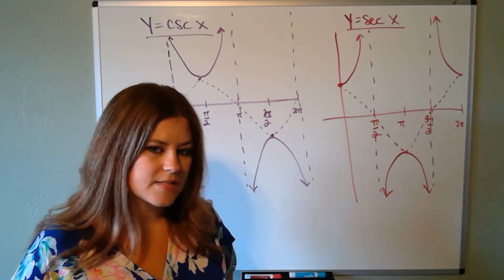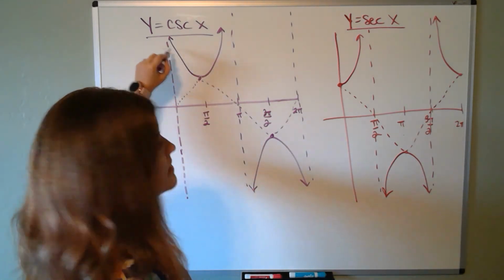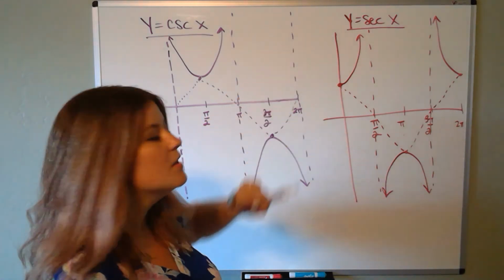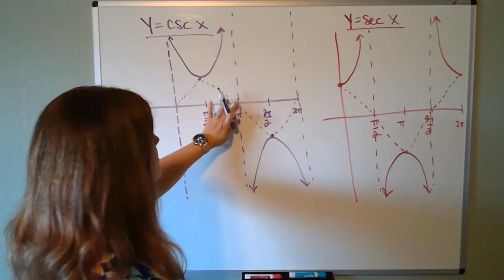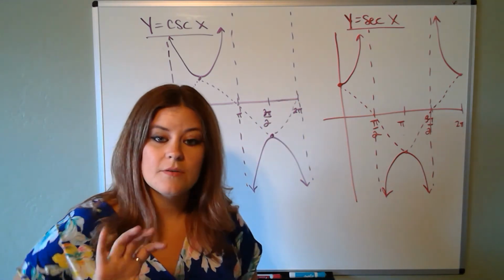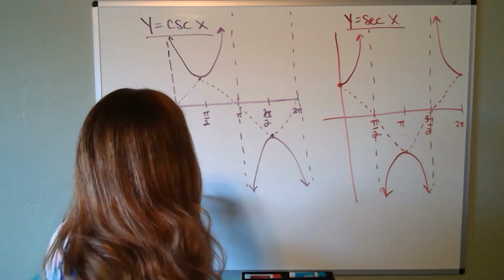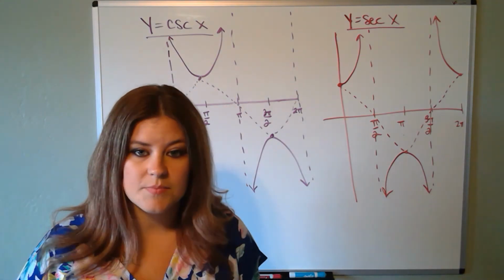Let's see where their asymptotes come from. We have an asymptote at pi, also at 0, and also at 2 pi. These are places where sine equals 0. So if sine equals 0 and you flip it over, you get a 0 on the bottom. That's why cosecant is undefined at those places.